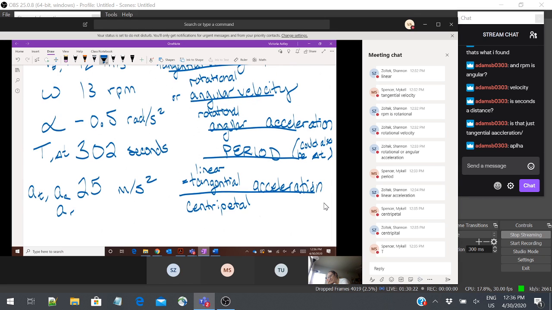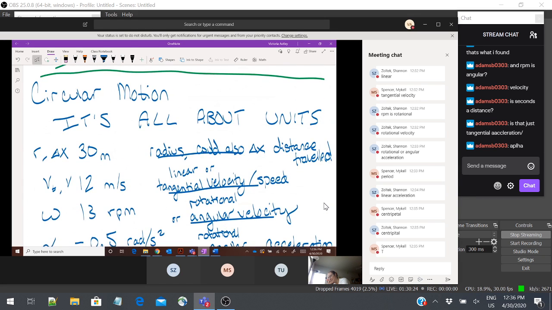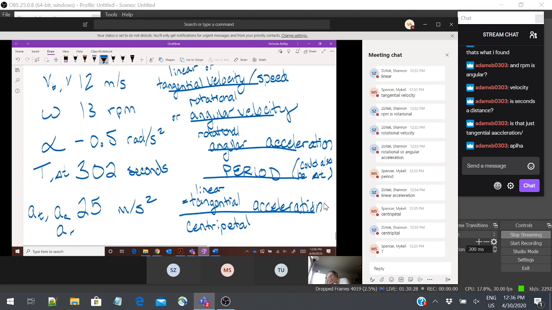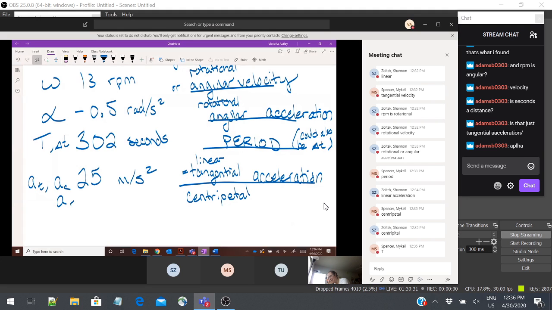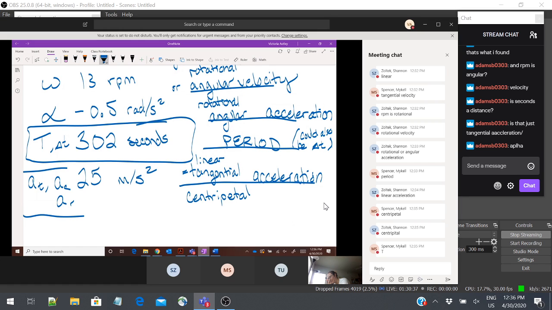So the first big step is identifying what you have and making sure you know what these are, right? This is the biggest difference that I see students get mixed up. And also this one. Those are the ones I see students mess up all the time.